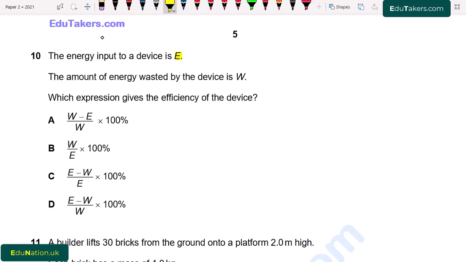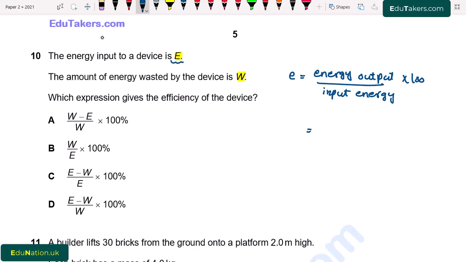Question number 10. The energy input to a device is E. The amount of energy wasted by the device is W. Which expression gives the efficiency of the device? So first of all, efficiency is equal to energy output over input energy multiplied by 100. This is basically the percentage efficiency. Here the input energy is E. So I write here E multiplied by 100.